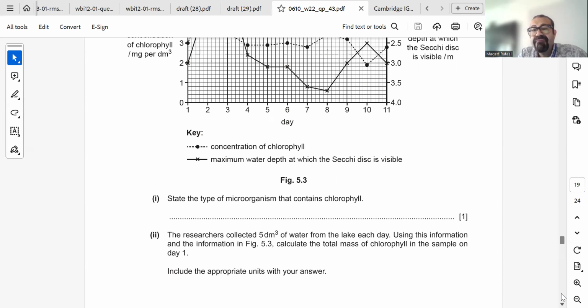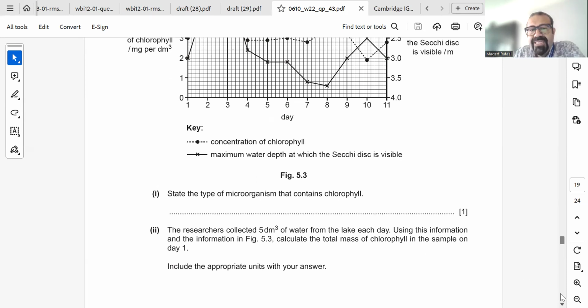We can say definitely protoctists. ومش هينفع هنا هقول plants. We should say protoctists or algae. We cannot say plants here لأن plants مش microorganisms. Okay, let's go to the next question.